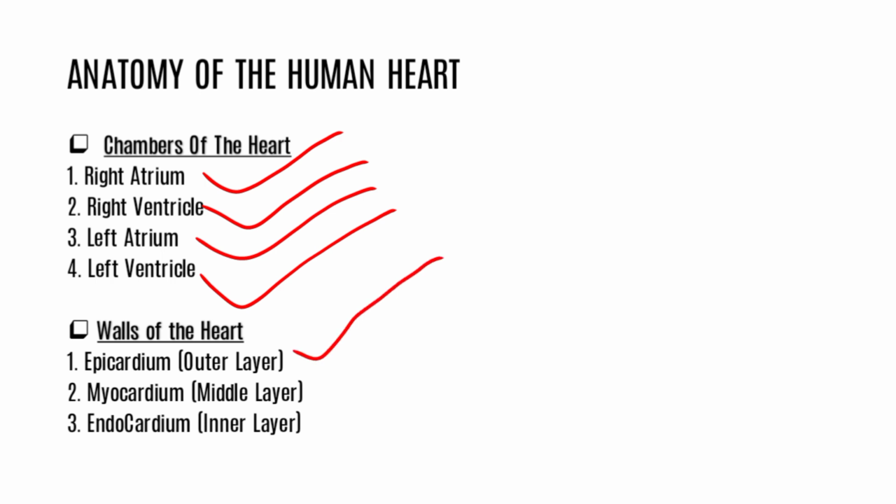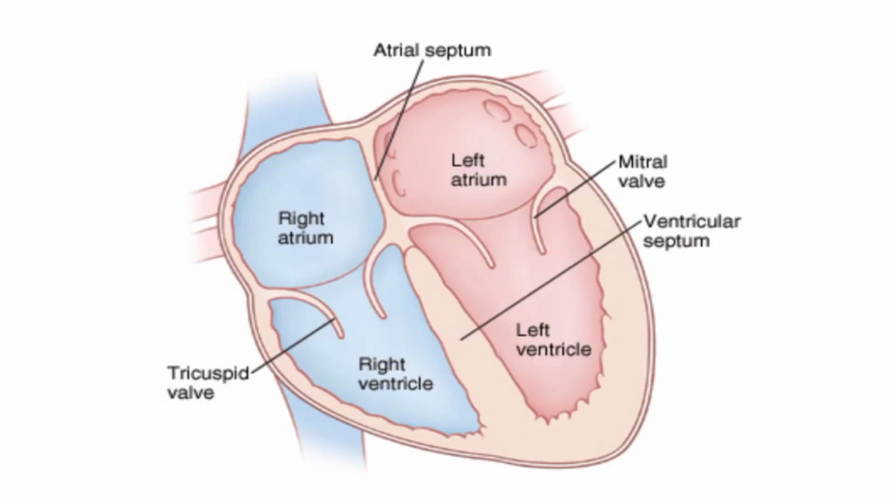which is on the outside; the myocardium, which makes up the bulk of the heart muscle. The next thing we have here is the endocardium. The endocardium is the innermost part of the heart. That's the part of the heart that will come in contact with the blood as it flows through the different heart chambers.